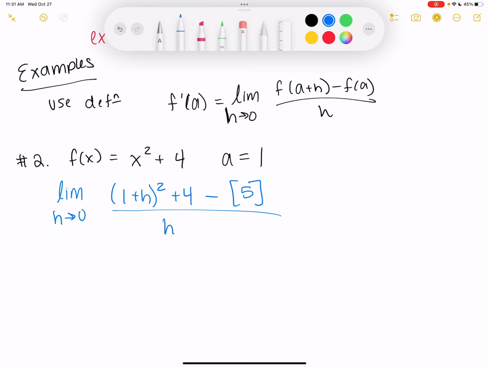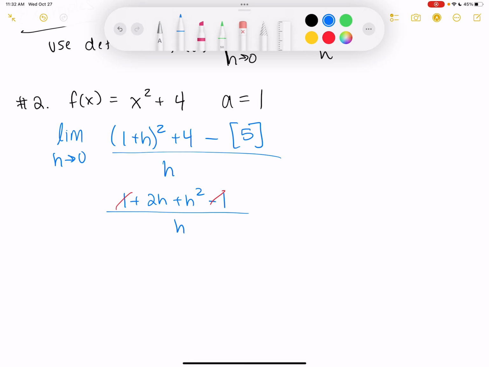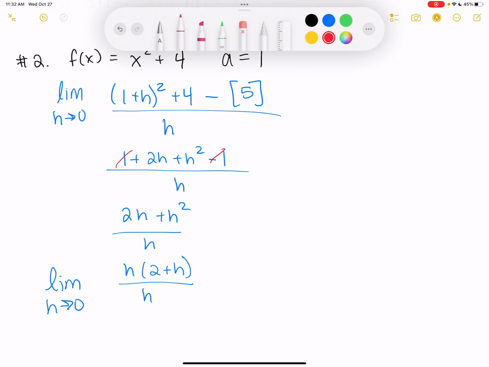So I'm going to expand this into 1 plus 2h plus h squared, and then 4 minus 5 is negative 1, all over h. So the 1's cancel, leaving you with 2h plus h squared over h. You can pull out an h, so h times 2 plus h all over h. And remember, we have the limit as h approaches 0. So h cancels top and bottom, leaving you with the limit as h approaches 0 of 2 plus h, and that's just going to be equal to 2. So the derivative at that point is equal to 2.